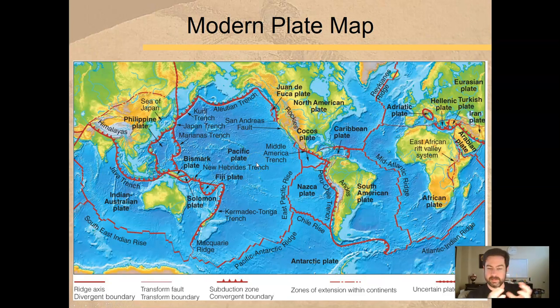And they all kind of jostle around. Sometimes they crash into each other. Sometimes they're kind of pulled apart from one another. Sometimes they kind of slide side by side next to one another. Different hazards are associated with those, but all of that is driven by mantle convection.